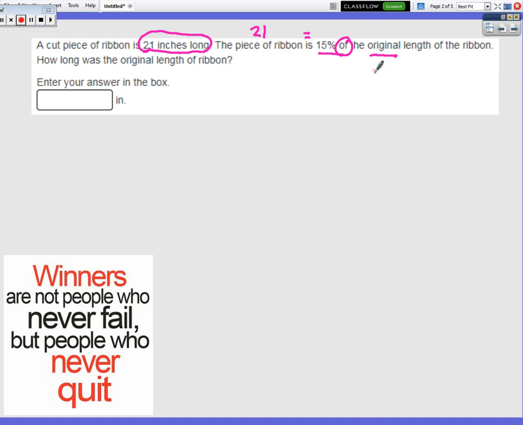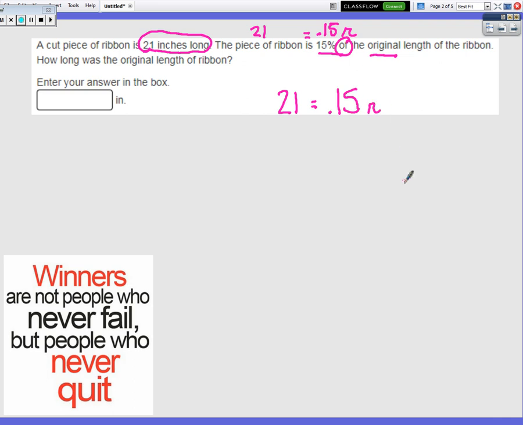Look at how slowly I'm reading it, and I'm looking for keywords. It is 15% of the original. Wait a minute, that's the same as 15 hundredths times the original length. I'll just call it R for ribbon. How long was the original length? I have my equation written right here. 21 inches equals 15 hundredths, or 15%, of the original.